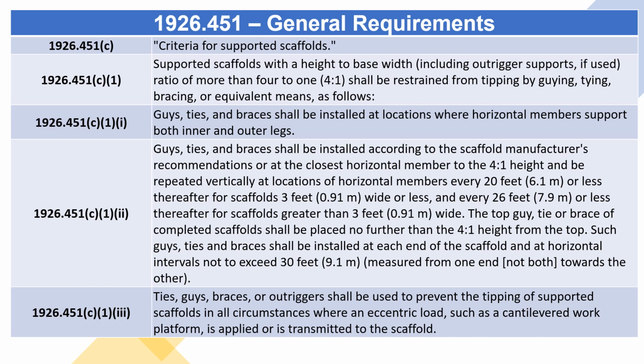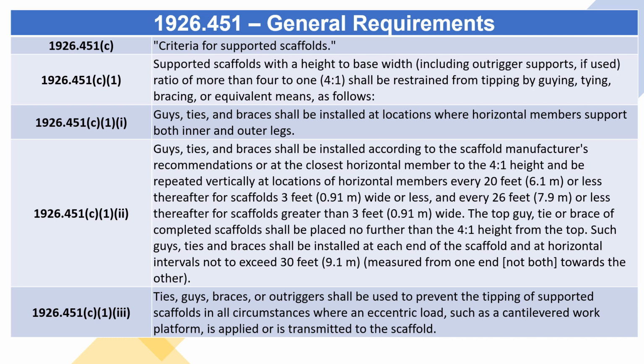The top guy, tie, or brace of completed scaffolds shall be placed no further than the 4:1 height from the top. Such guys, ties, and braces shall be installed at each end of the scaffold and at horizontal intervals not to exceed 30 feet (9.1 meters) measured from one end, not both, towards the other.